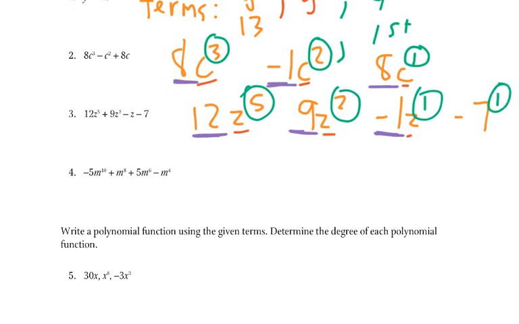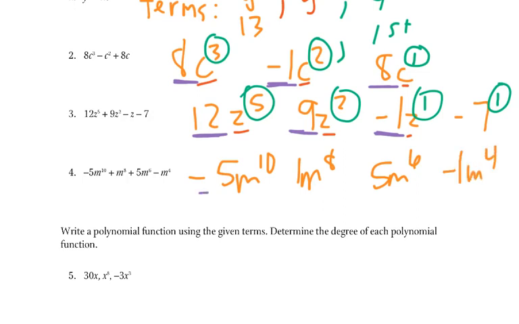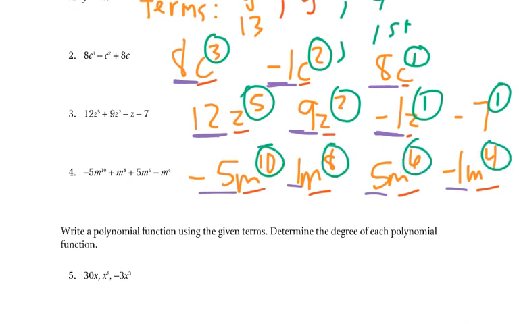Alright, now the last one, negative 5m to the 10th plus m to the 8th plus 5m to the 6th minus m to the 4th. So we split it up. We've got these four terms: negative 5m to the 10th, m to the 8th, we could call that 1m to the 8th, 5m to the 6th, and negative 1m to the 4th. So our coefficients are negative 5, 1, 5, and negative 1. Our variable is m on all of them. And then our exponent, our power, is 10, 8, 6, and 4.